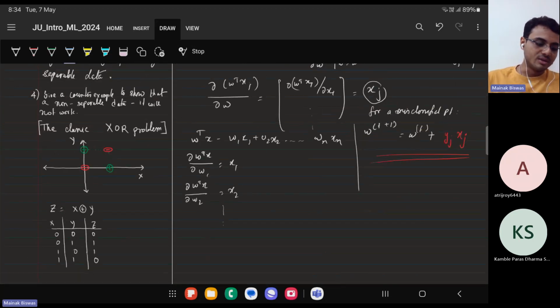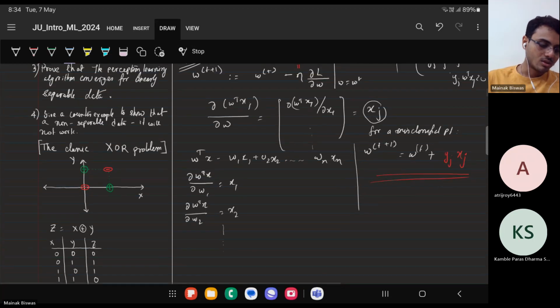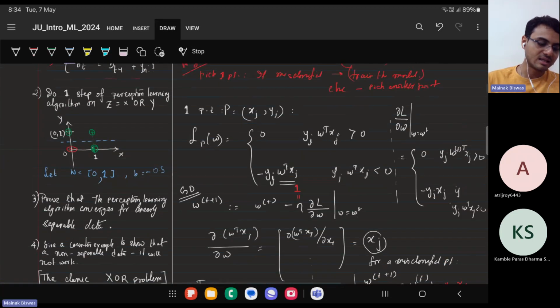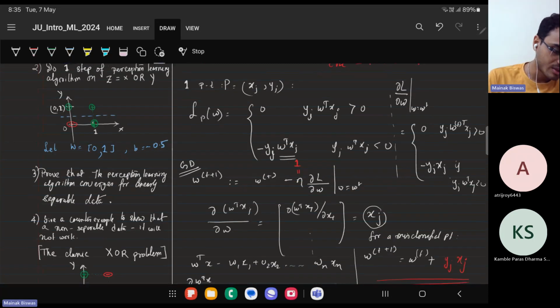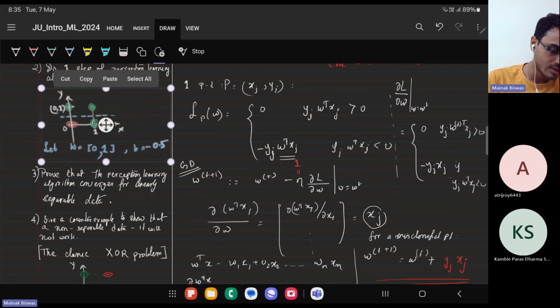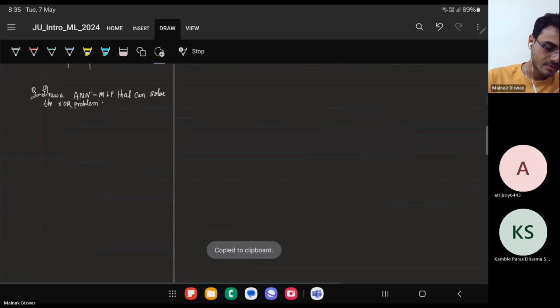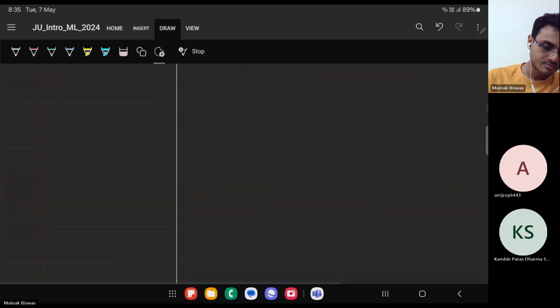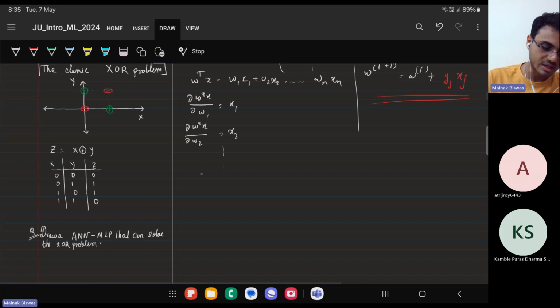So now we'll take an example. The first example I take: I start with W equal to 0, 1 and the bias term equal to 0.5. Let me take example number 2 and solve this, and it will become crystal clear how to do this perceptron algorithm. Let me just paste it over here.